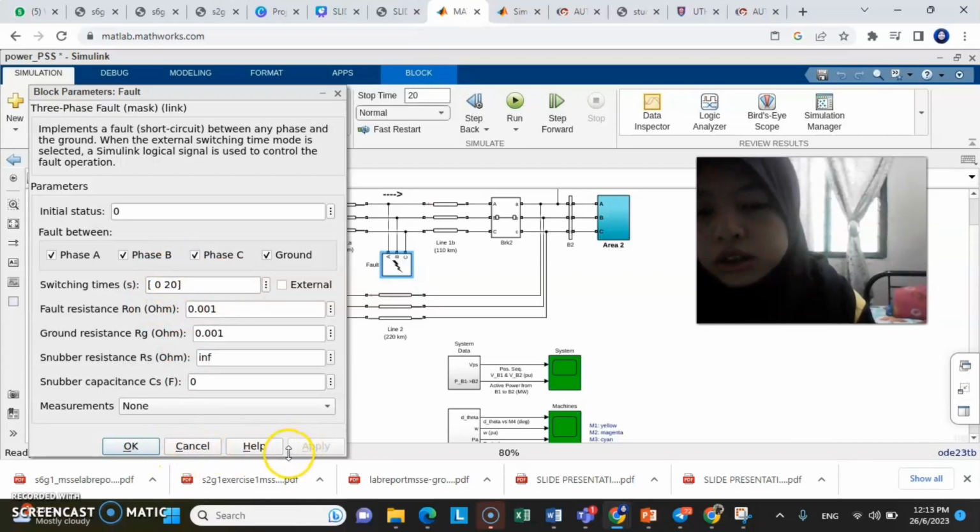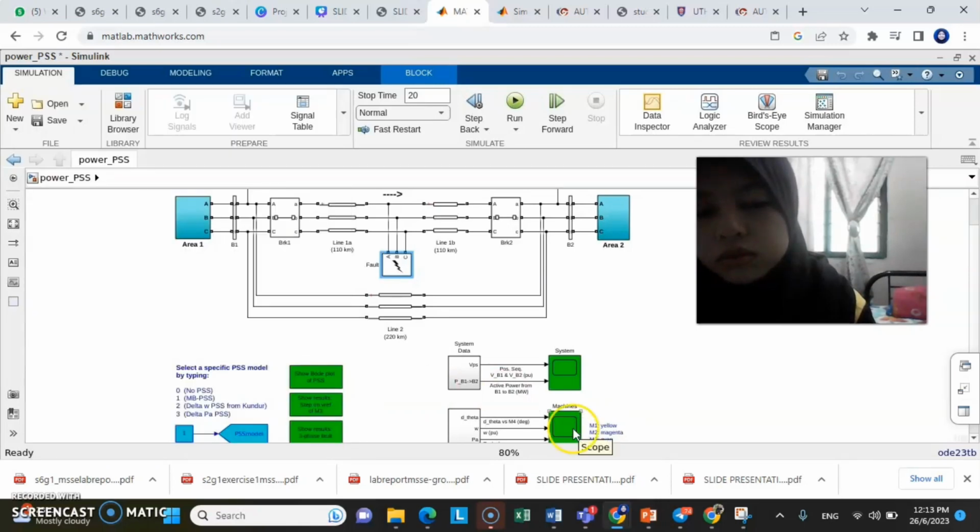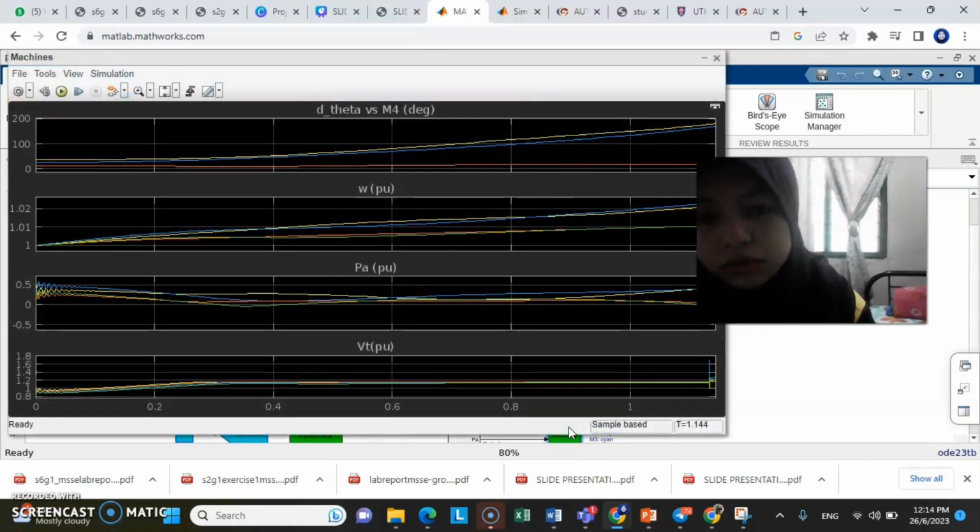And you can see the graph after this. The first graph is unstable, and the third graph also is not continuous because the system is unstable. Okay, that's all for me.